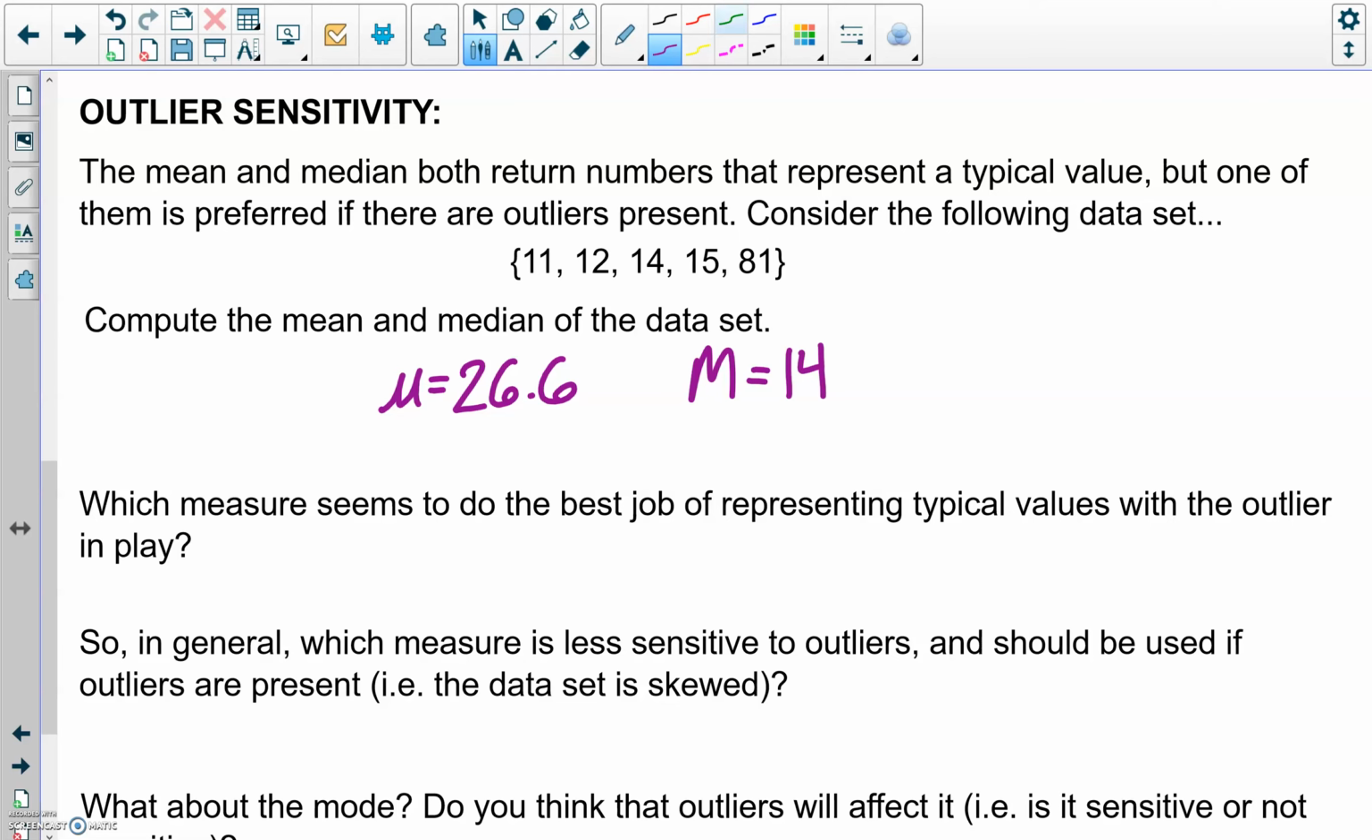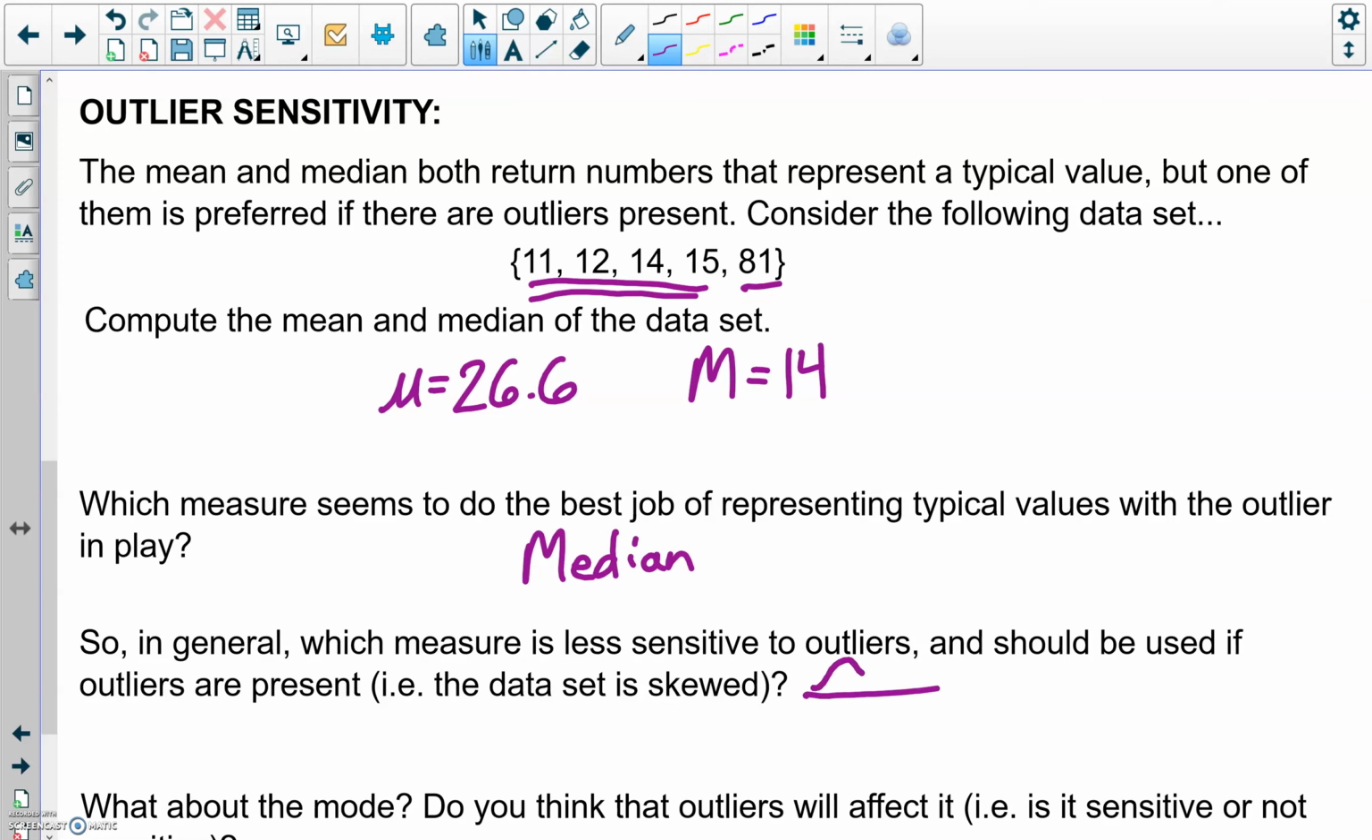Okay, so the measure that seems to do the best job here, if you look at the mean, 26.6 isn't close to any of these values. It's not close to the 81. This 81 just really blew up that mean and doesn't really represent anything. So the median, however, is pretty close to these down here. Nothing's going to really get close to 81. It's an outlier. But the 14 is pretty close to everything else. So the one that seems to do the best job of representing the typical in this case would be the median.